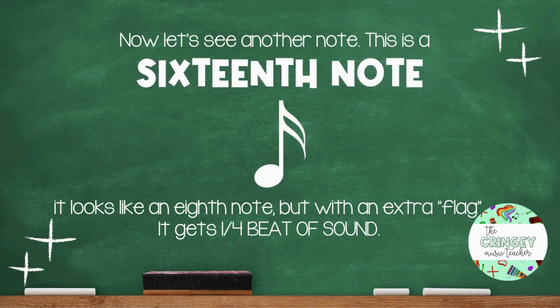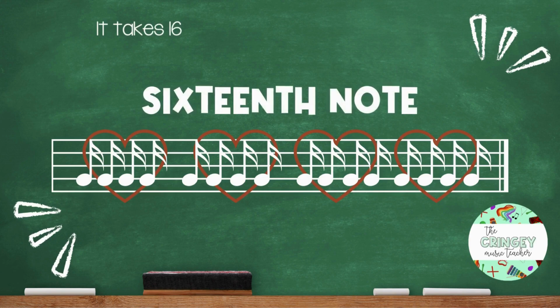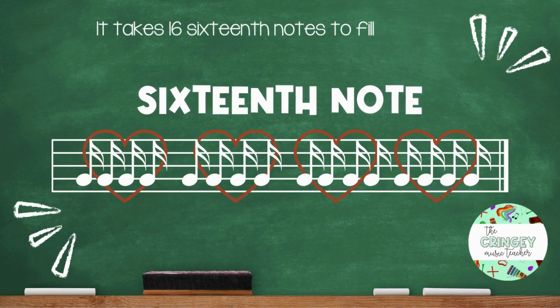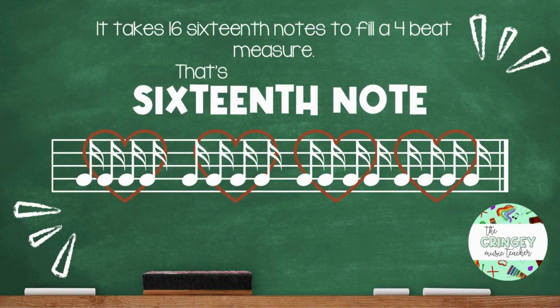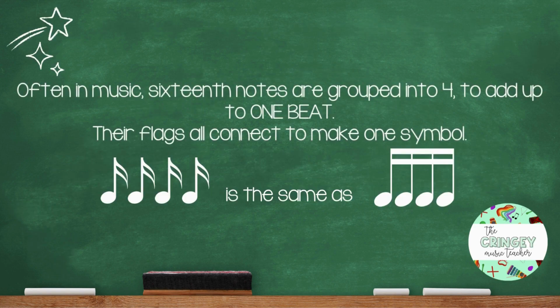Now let's see another note. This is a 16th note. It looks like an eighth note, but with an extra flag. It gets 1/4 of a beat of sound. It takes 16 16th notes to fill a 4-beat measure. That's why it's called a 16th note. Often in music, 16th notes are grouped into 4 to add up to 1 beat. Their flags all connect to make one symbol.